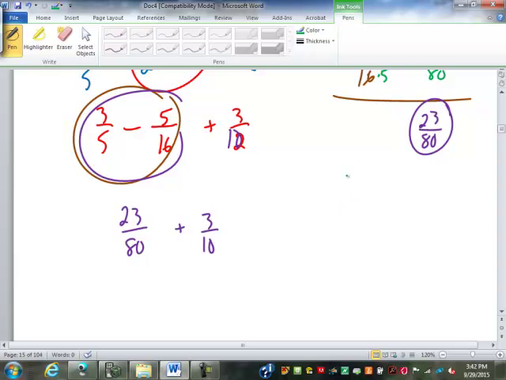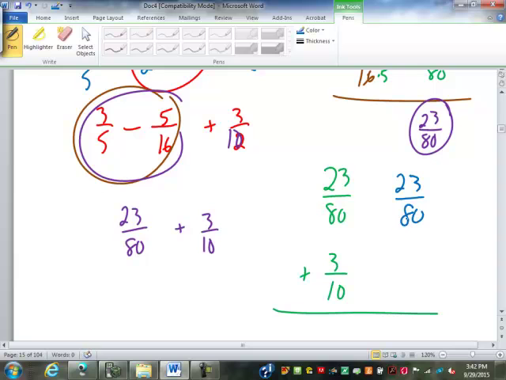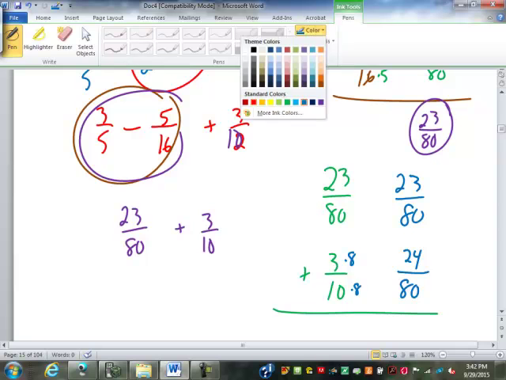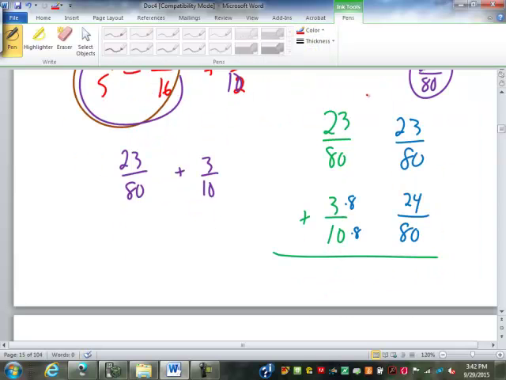So we have 23/80 plus 3/10. Common denominator is going to be 80. So the 23/80 will stay. This is going to become 10 times 8. So 3 times 8 is 24/80. And we add 23 plus 24. 47/80. Questions?